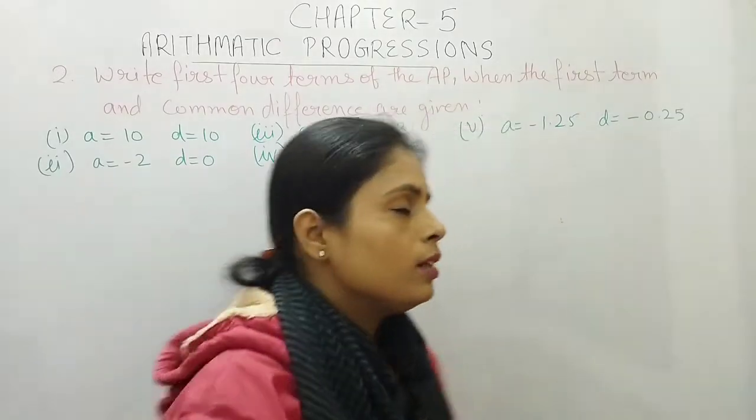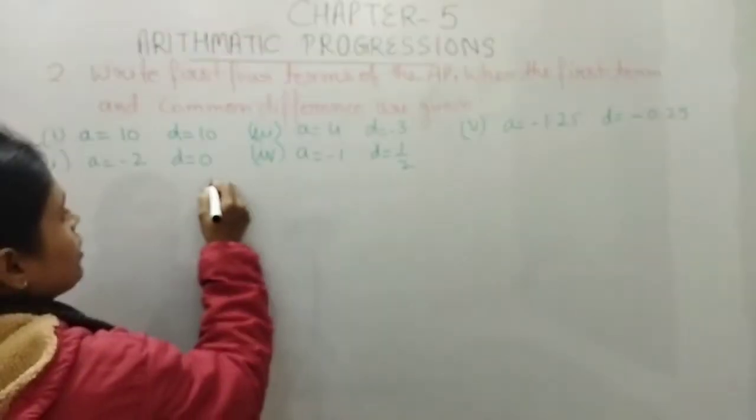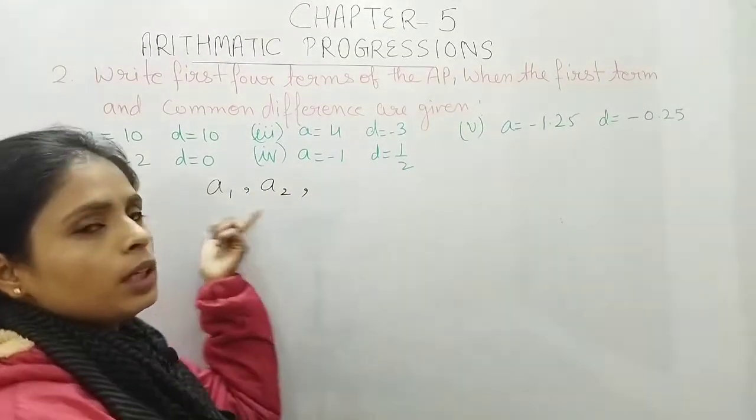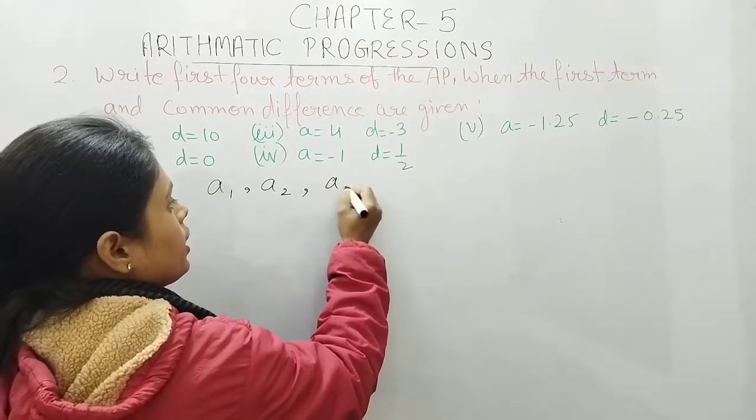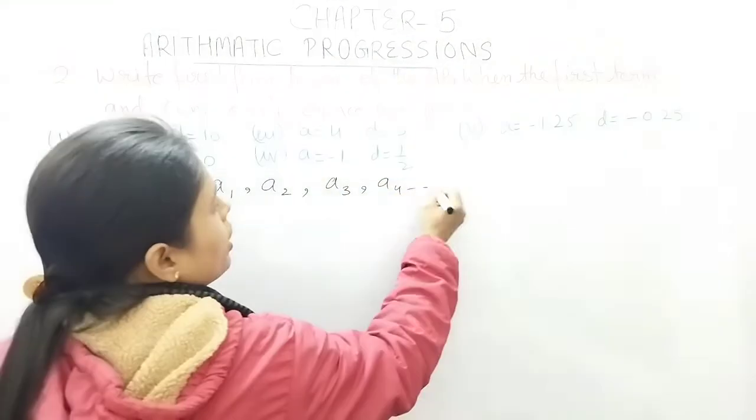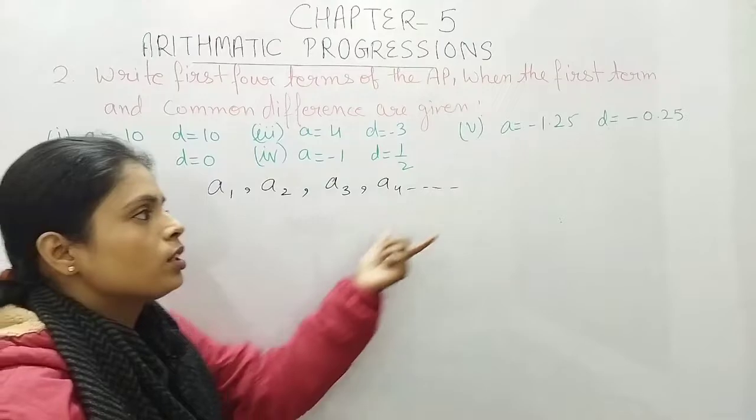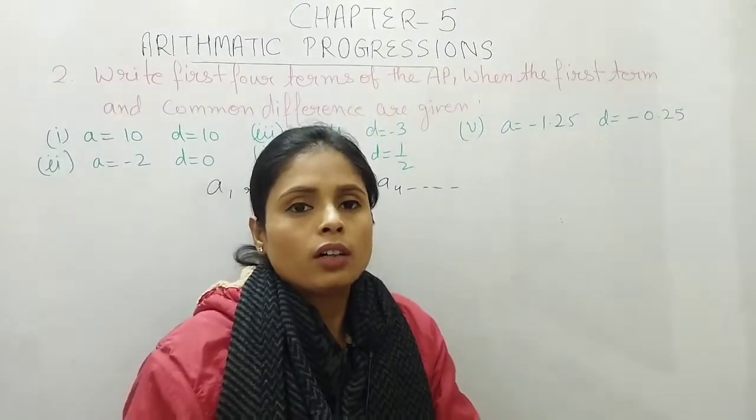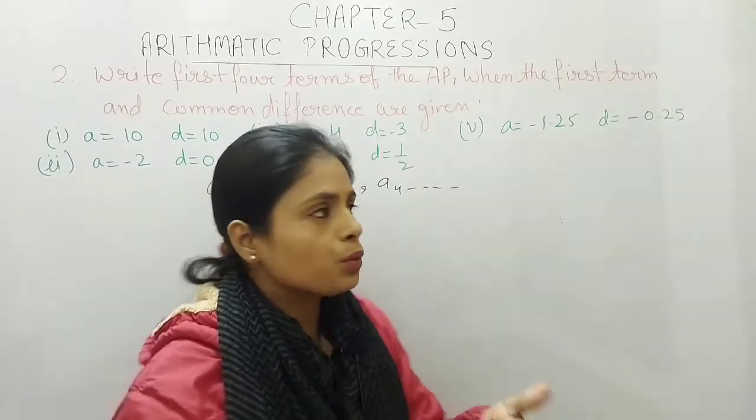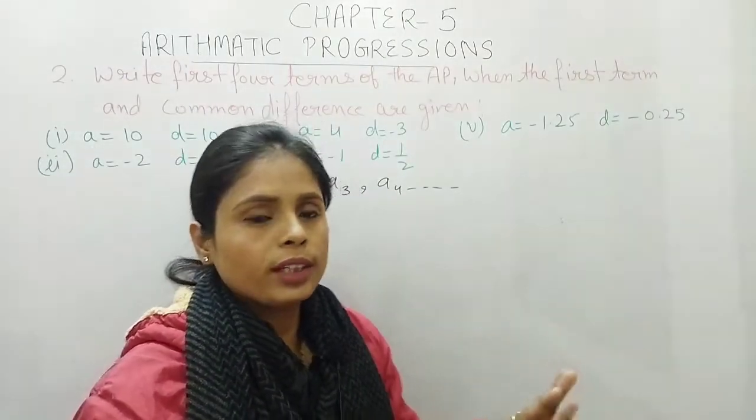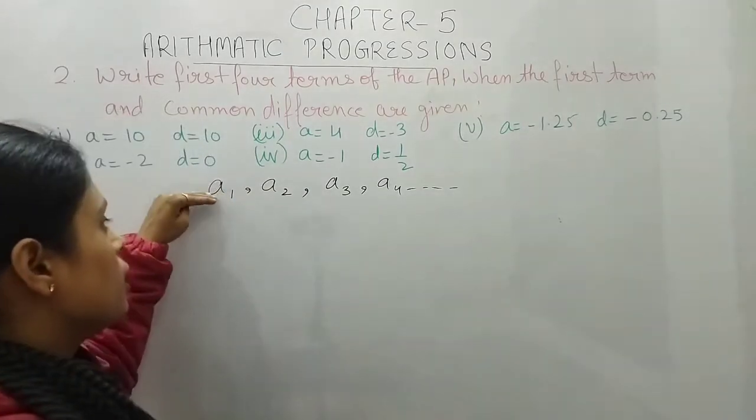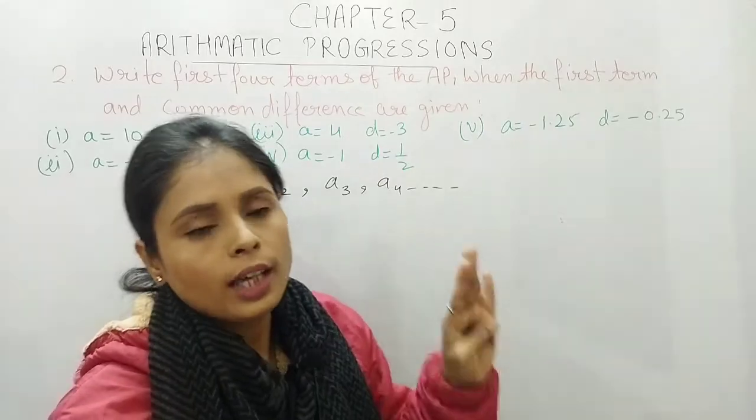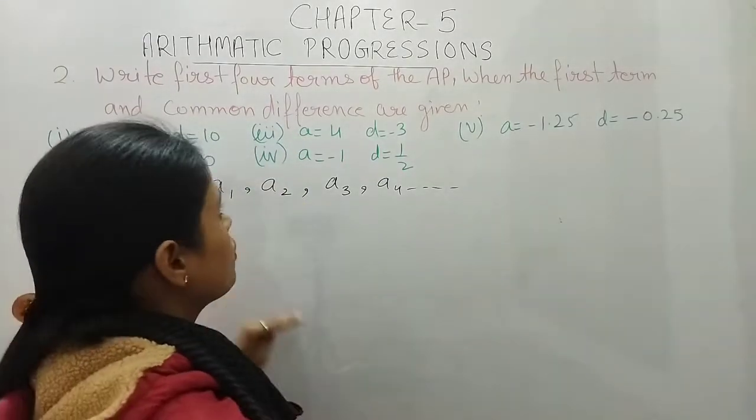So what is the formula? Let's talk about it. First term A1, second term A2, then A3, A4. Now you can just stretch as you want. We need to know how we can get A2. There are some specific formulas for that. A is the first term of an AP series. We denote it by A1 or we can simply write A as well. And D is our common difference.